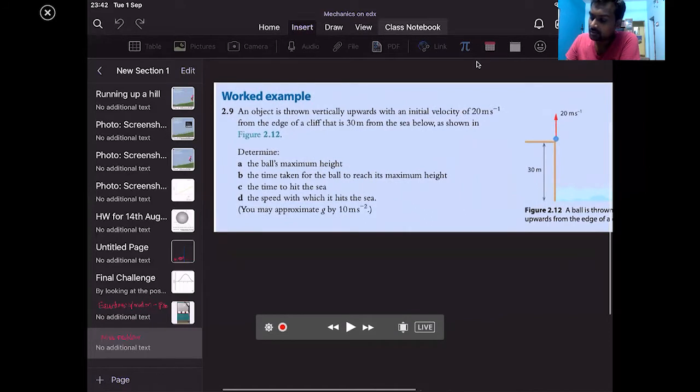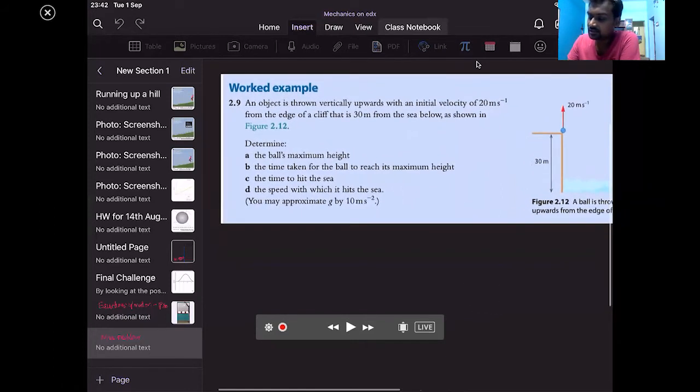Determine the ball's maximum height, the time taken for the ball to reach its maximum height, the time to hit the sea, and the speed with which it hits the sea. And they're asking us to take the g value to be 10 meters per second squared.